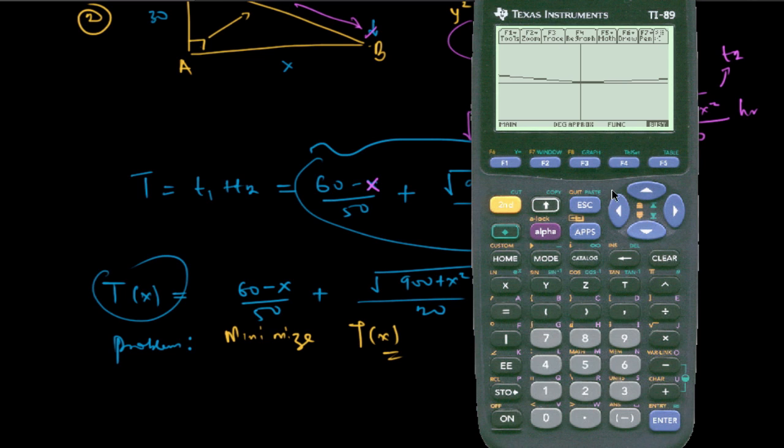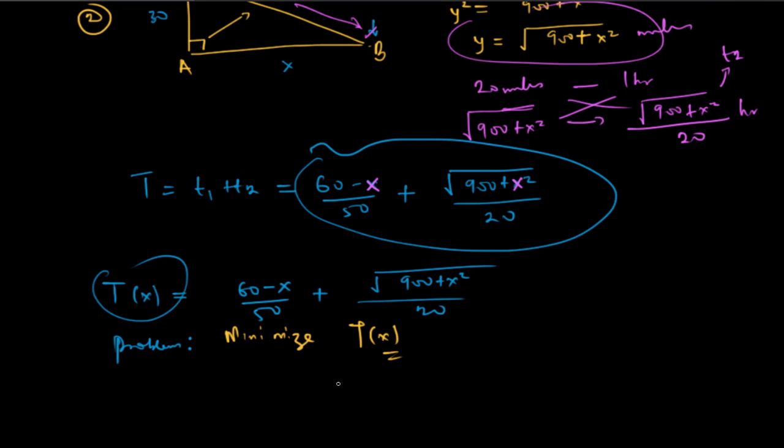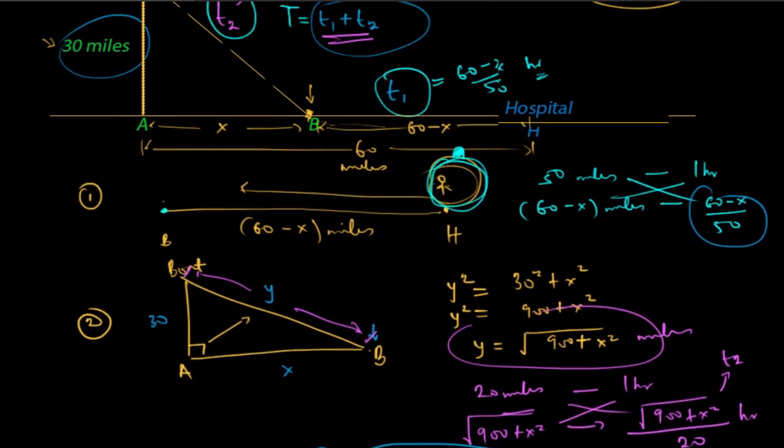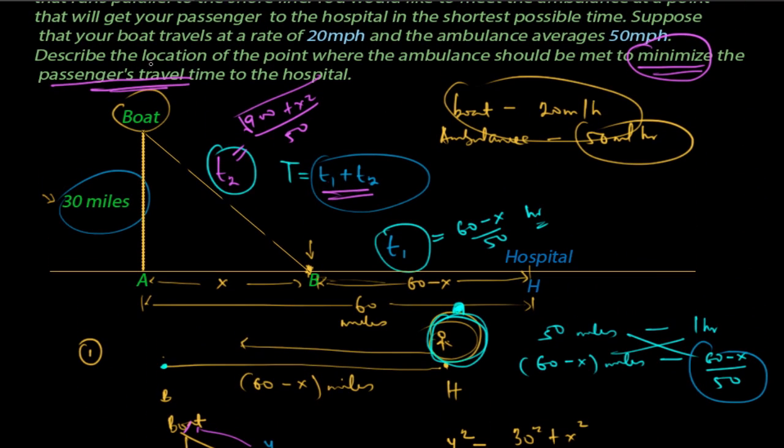I punch enter and then I wait for the calculator to give me my minimum point. Yes, so it tells me that this is the exact position of the minimum point, and that corresponds to x equals 13.0931. So let's go back here. So my x, that's the x that minimizes this function, is 13.09 miles. So what the question says is, describe the location of the point where the ambulance should be met to minimize the passenger's travel time.